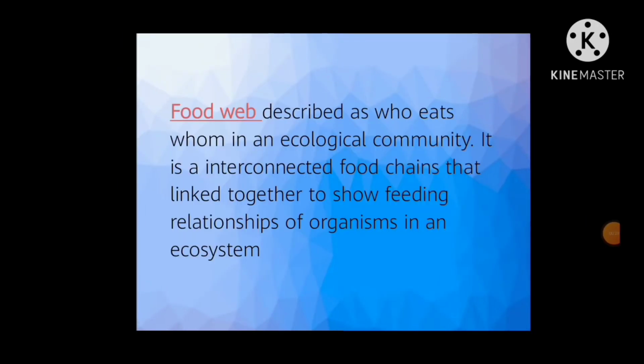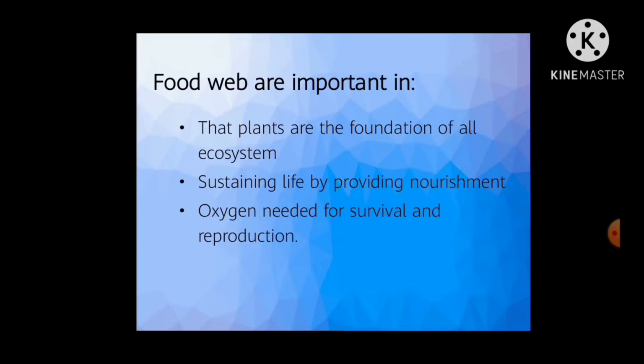What is a food web? Food web is described as who eats whom in an ecological community or the ecosystem. It is an interconnected set of food chains that link together to show feeding relationships of organisms in an ecosystem. A food web differs from a food chain in that a food chain follows one path of energy and materials between species, while a food web is the group of food chains that shows the relationships between organisms in an ecosystem in terms of feeding.